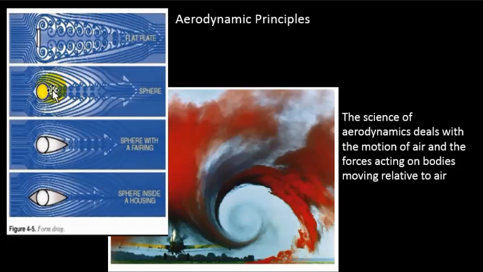Here we see a sphere moving through, like a baseball or something like that, and we can see it's disturbing the airflow, or the airflow about it is being disturbed. And then we see a sphere with a fairing, which is just a little taper on the back, and we could see less air disturbance. And then finally a sphere inside a housing, and we can see even less of a disturbance.